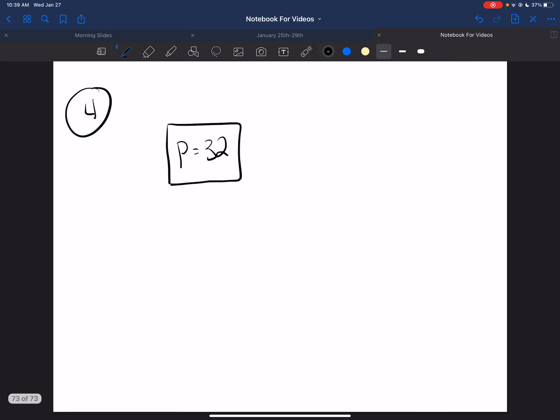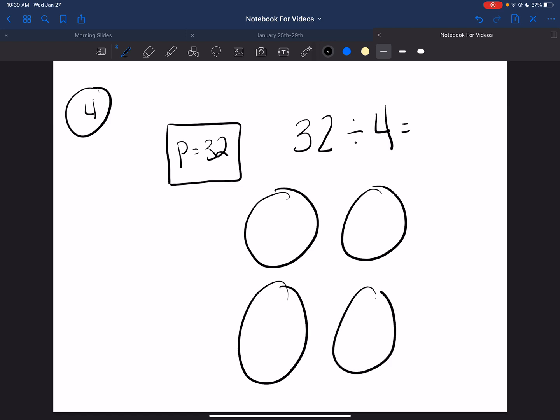Last one, friends. This one is also a square, and we know a square has 4 equal sides. So all we have to do is take the perimeter and share it equally between 4 sides. Draw out 4 groups because they represent my 4 sides, and I'm going to share 32. 1, 2, 3, 4, 5, 6, 7, 8, 9, 10, 11, 12, 13, 14, 15, 16, 17, 18, 19, 20, 21, 22, 23, 24, 25, 26, 27, 28, 29, 30, 31, 32. And now count how many's in each group. 1, 2, 3, 4, 5, 6, 7, 8.